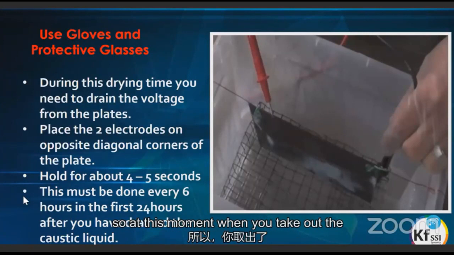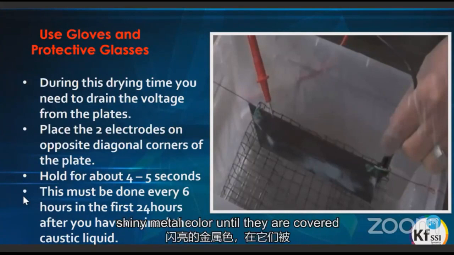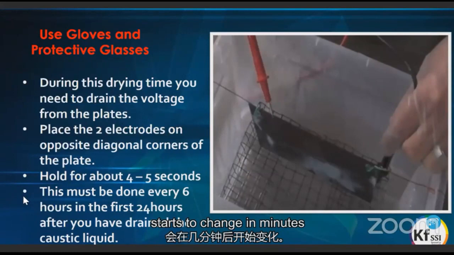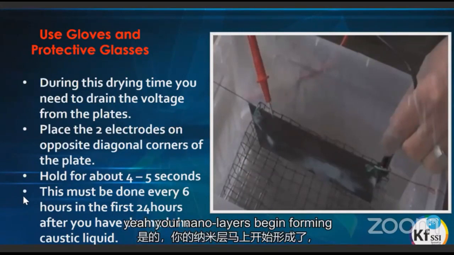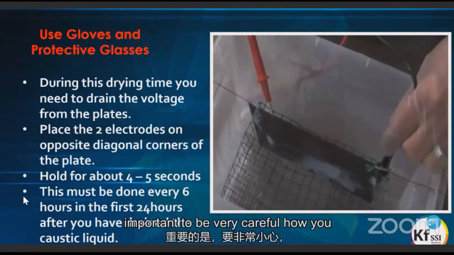So at this moment, when you take out the water, usually your copper plates stay shiny metal color until they are covered with caustic, and immediately as you remove the solution of caustic, the color starts to change in minutes. Yeah, your nanolayers begin forming straight away. So it's very important to be very careful how you handle.